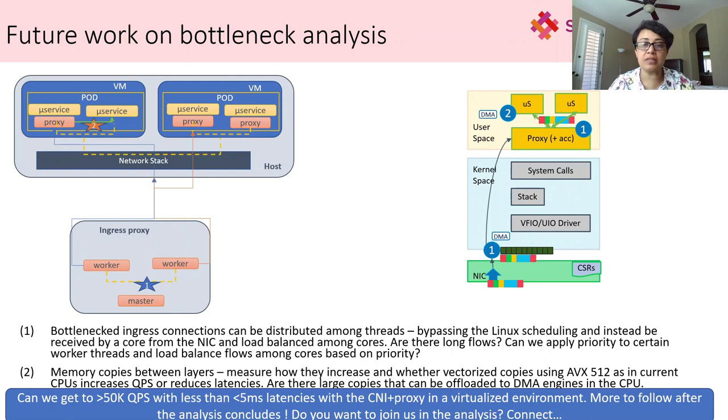So in summary, achieving a QPS of more than 50K and latency of less than 5 milliseconds in the current setup is one of our goals. This performance within a CNI plus proxy in a virtualized environment is a formidable goal we are targeting.